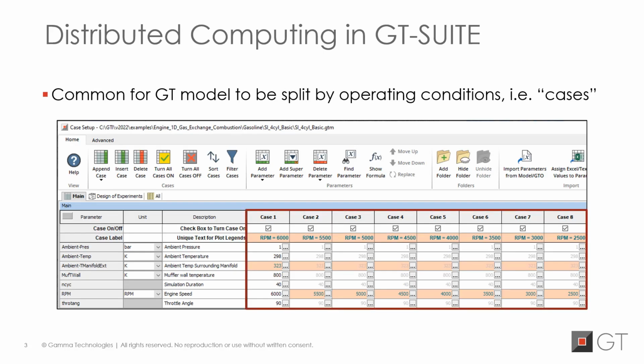For those of you who are familiar with GT models, you already know that it is quite common for models to be split by operating conditions into what we call cases in case setup. These operating conditions might include variables like engine speed, temperatures, battery state of charge, and so on.